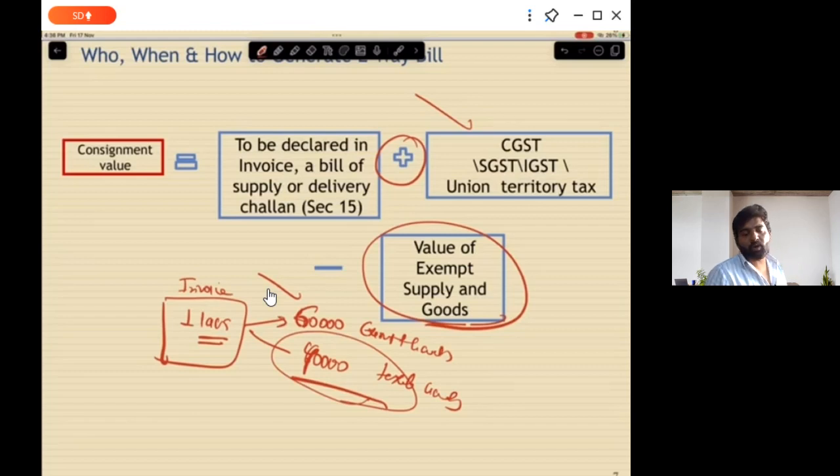जब भी हम e-way bill की मॉनेटरी लिमिट निकालते हैं, we always include only and only taxable goods, not exempt goods. So only taxable goods, not exempt goods. This is the first important point you need to remember.